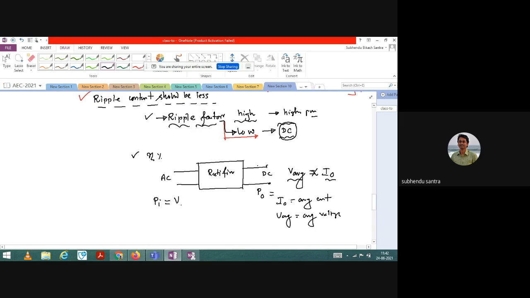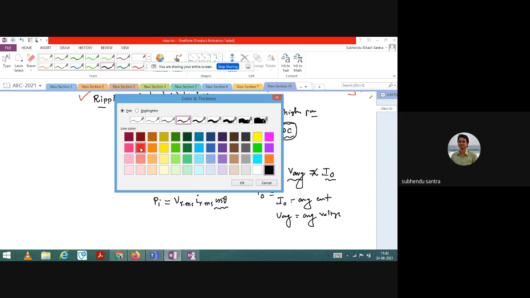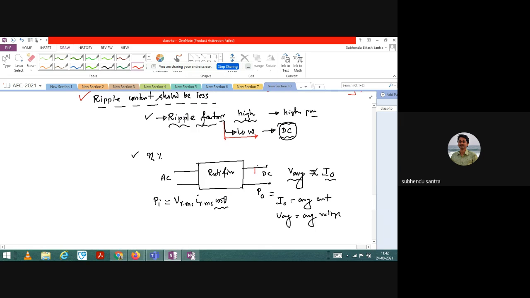Input power equals Vrms into Irms into cos theta, the power factor. If you put a resistive load, for simple analysis, the power factor cos theta will be unity. Otherwise it will change, but for simplicity, for a resistive load cos theta equals 1. So I can simply write this as Vrms into Irms, because the input side is AC, equal to the AC input power.